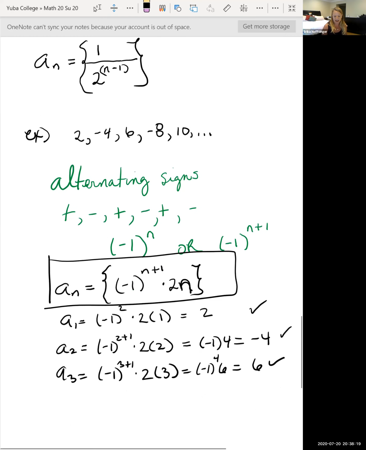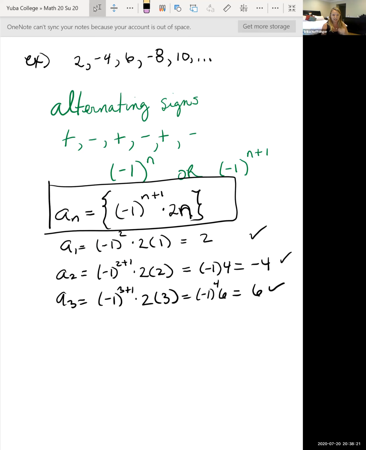They might not ask you to list all the terms in the sequence. They might say, okay, now find the 20th term of the sequence.